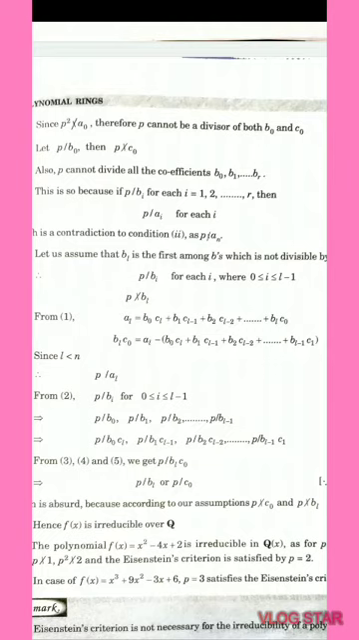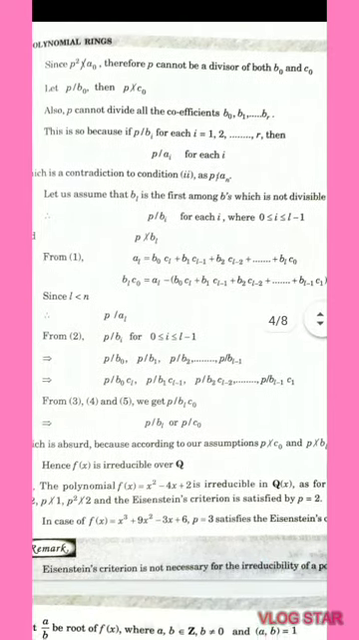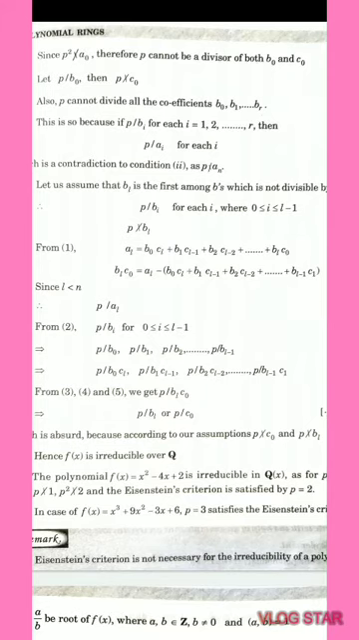Now let p divide b0, then p cannot divide c0. Also, p cannot divide all the coefficients b0, b1, and so on up to br. This is so because if p divides any bi for i varying from 1 to r, then p will divide ai for each i, but which is not so, as p does not divide an.